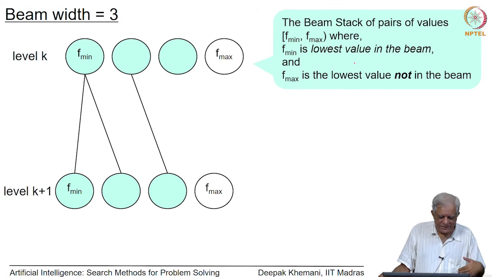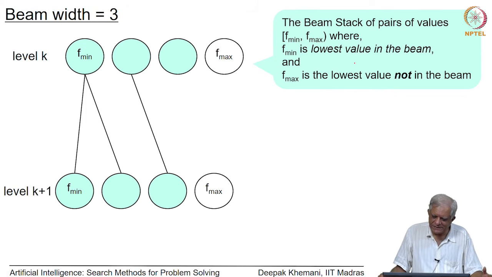So, we will illustrate this with level k plus 1. k plus 1 also has those 4 nodes, f min as the cheapest node in the beam, f max as the cheapest node which is not in the beam. We are not talking about nodes which have been visited. So, all these nodes are yet to be visited. So, f max is the cheapest node which is yet to be visited, f min is the cheapest node which is currently in the beam essentially.